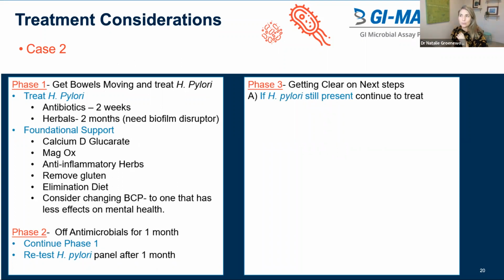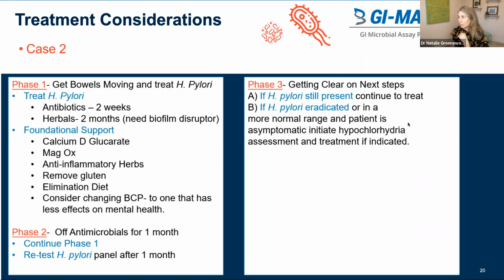Again, if we don't get that into a healthier range, all the opportunistic bacteria are going to keep growing back, right? And we're going to have that secondary hypochlorhydria. So I'm really quite diligent about retesting H. pylori when I do see it high, if the patient's finances are able to.